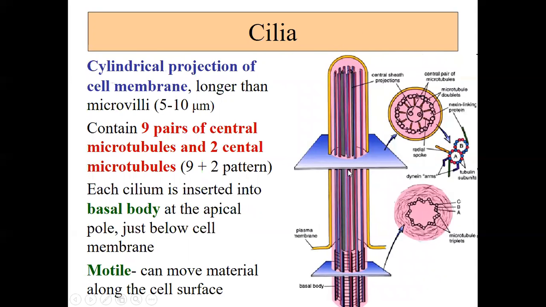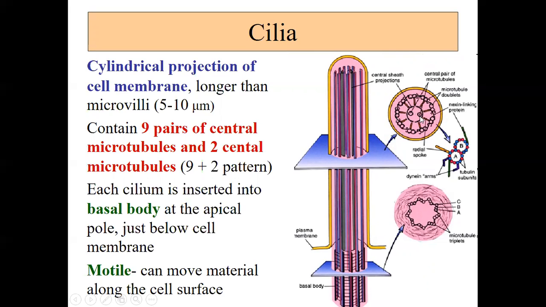And now we're going to proceed with the cilia. By looking at this picture, you can see the cilia is a cylindrical projection of the cell membrane, which is longer than microvilli. The length here is about 5 to 10 micrometers. What is special about the cilia is that whenever you cut it like this, you can see it contains nine pairs of microtubules and 2 central microtubules.